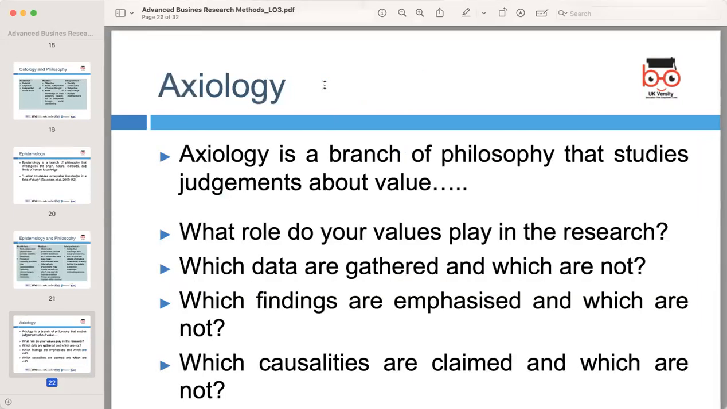Okay, axiology. Axiology is a branch of philosophy that studies judgments about value. What role do your values play in the research? Which data are gathered and which are not? Which findings are emphasized and which are not? Which causalities are claimed and which are not?